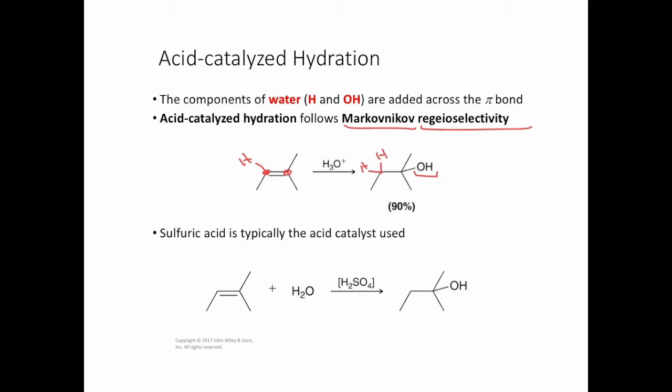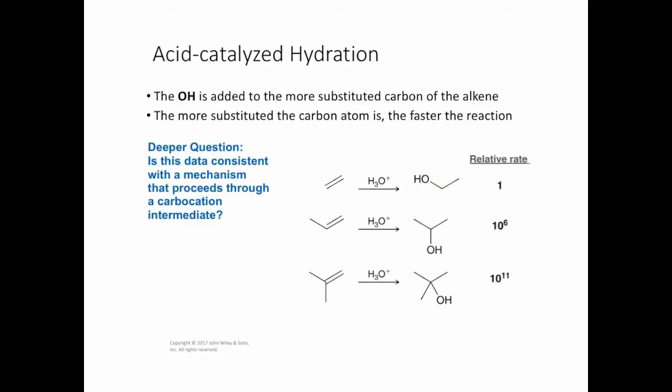Sulfuric acid is typically the acid catalyst used. So the OH is added to the more substituted carbon of the alkene, and the more substituted the carbon atom is, the faster the reaction. So with just ethylene, the relative rate would be 1, but by adding one methyl group onto the alkene, the rate of the reaction increases a millionfold. So this reaction is a million times faster than that reaction.